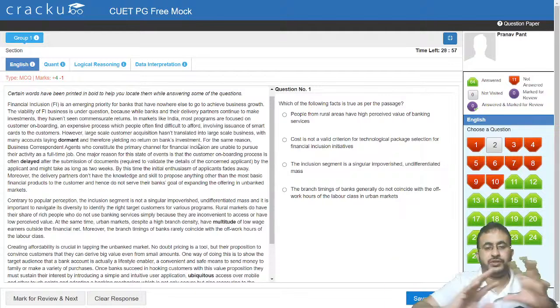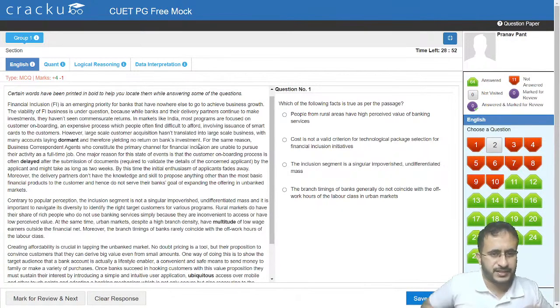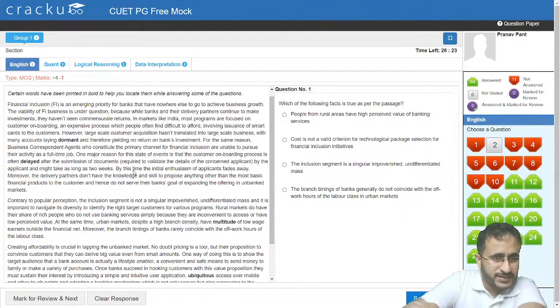and then even though they open the bank accounts, they are not able to retain customers. People do not use banking transactions much. Okay, for the same reason, business correspondent agents who constitute the primary channel for financial inclusion are unable to pursue their activity as a full-time job. So that is why they are usually doing it as a part-time activity. One major reason for this state of events is the customer onboarding process is often delayed after the submission of documents. Okay? So you submit the documents and it takes a long time to validate and might take as long as 2 weeks. By this time, the initial enthusiasm of applicants fades away.